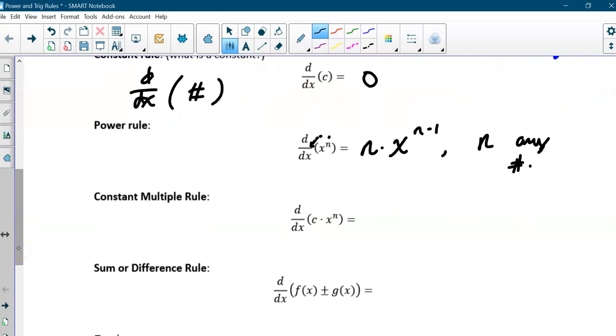Okay, the constant multiple rule. Well, this is going to be pretty straightforward. The constant multiple rule for this power function is going to be c times n times x to the n minus 1. There's nothing really fancy there. Basically what that means, and if I didn't say it already, if you haven't heard this, d/dx stands for take derivative of.